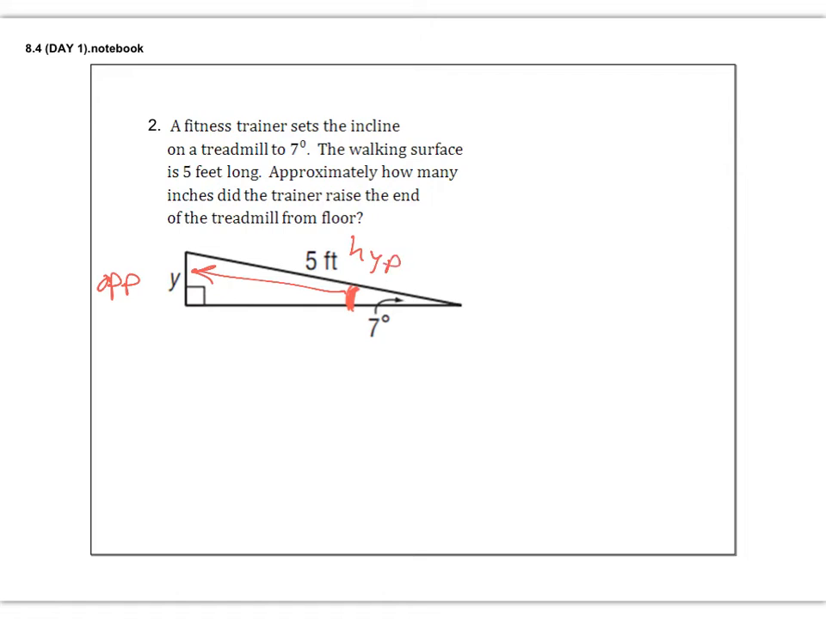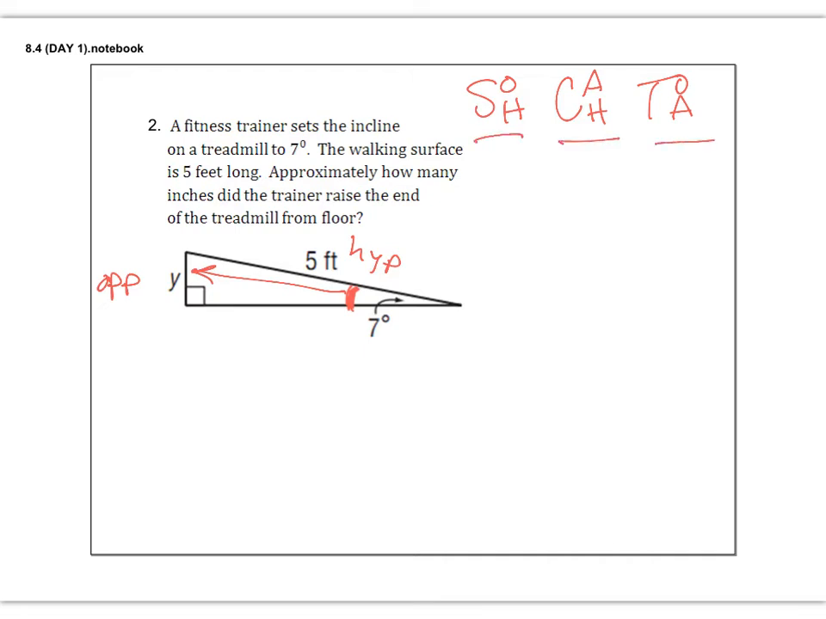Now I want you to think about sine, cosine, and tangent. I'm going to show you a little shortcut. Sine is opposite over hypotenuse. Cosine is adjacent over hypotenuse. Tangent is opposite over adjacent. You could pronounce this SOHCAHTOA.